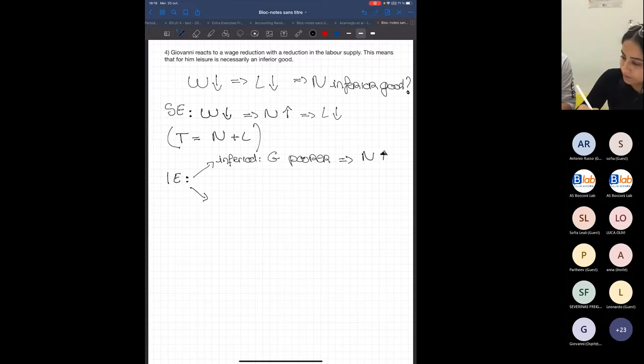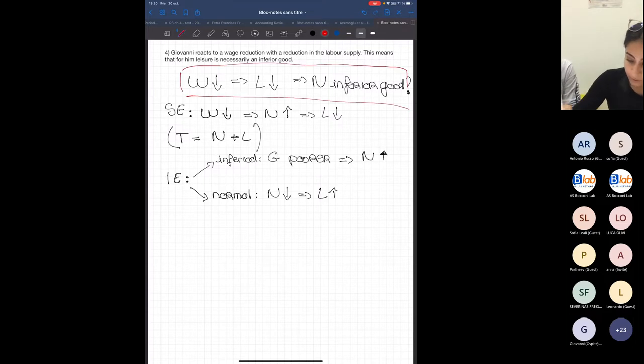Our second part to look at this is if leisure is a normal good. If it's a normal good, it means that leisure is going to go down and labor is going to go up, the consumption. So if we take all the information together, what they're asking us is true, like we can see it here and here.